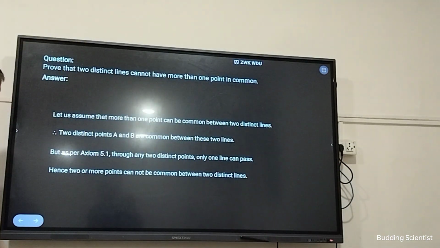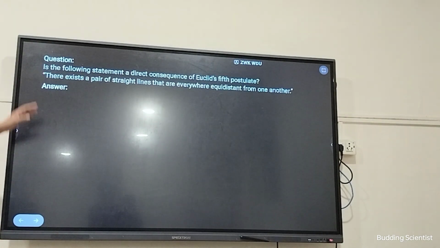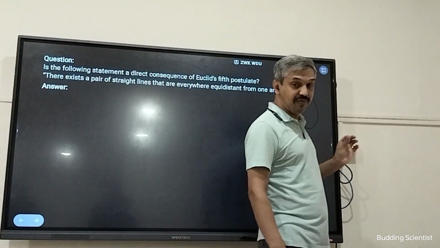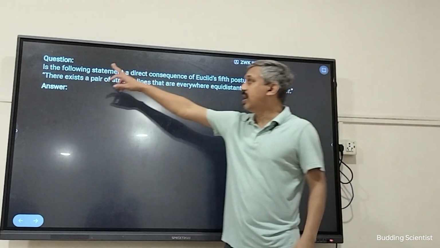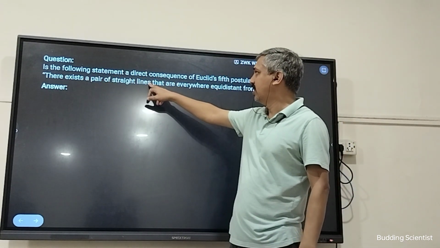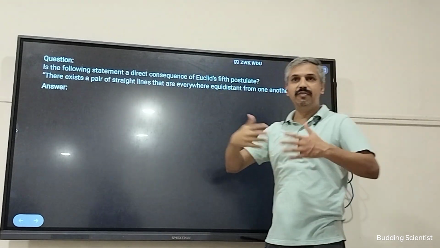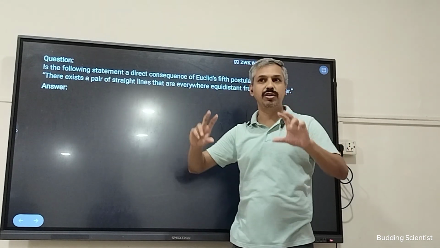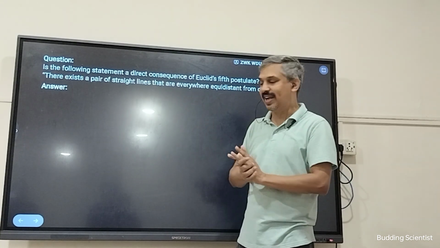Let's see the next problem. Is the following statement a direct consequence of Euclid's fifth postulate? What statement? See this, there exists a pair of straight lines that are everywhere equidistant from one another. Everywhere equidistant, so the perpendicular distance between the two lines is constant. So basically the two lines are parallel to each other. This is what is being said.